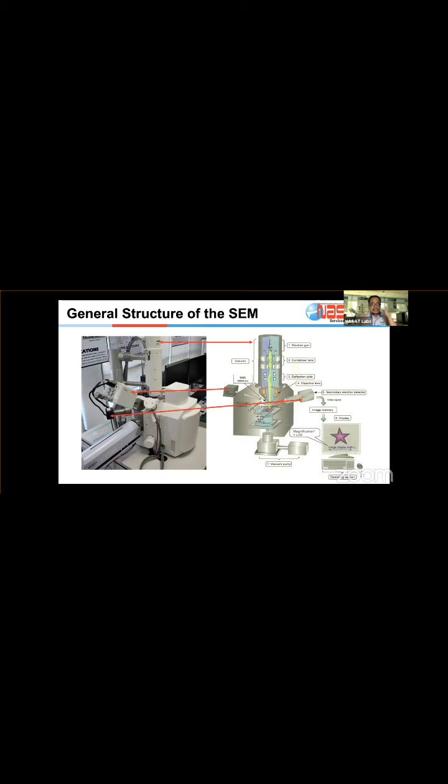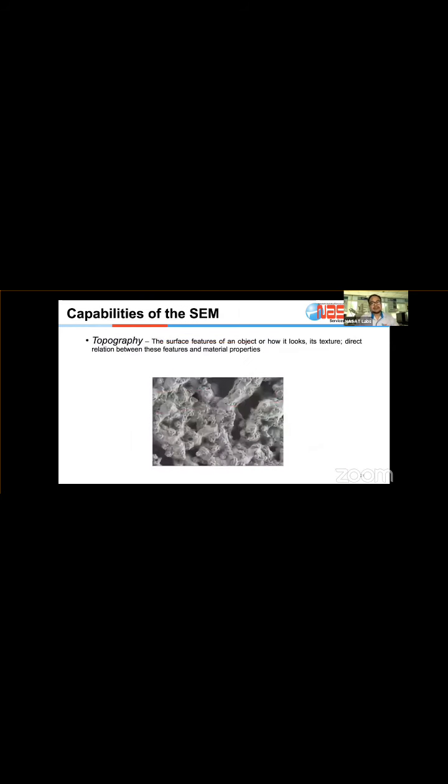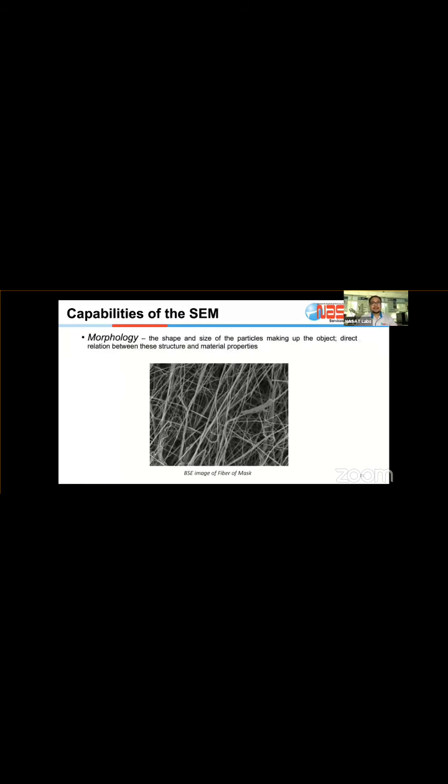Now, SEM has many different capabilities, and the most common is the topographical information about the sample. So when we say topography, we're just interested in the surface features of an object, how it looks, its texture. Is it rough? No? So when we define those features, it's called topographical information. Another type of information from the SEM is called the morphological information. So this time, you're describing the size and the shape of the particles that make up the object.